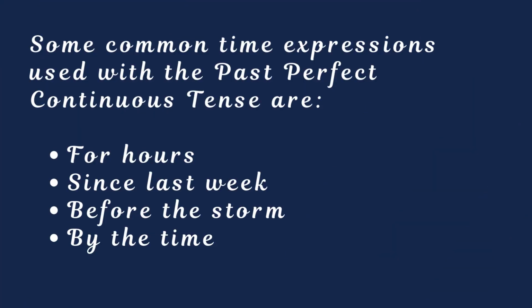Some common time expressions used with the past perfect continuous tense are 1, for hours, 2, since last week, 3, before the storm, 4, by the time. These phrases help indicate the duration or the specific time frame of an ongoing action.